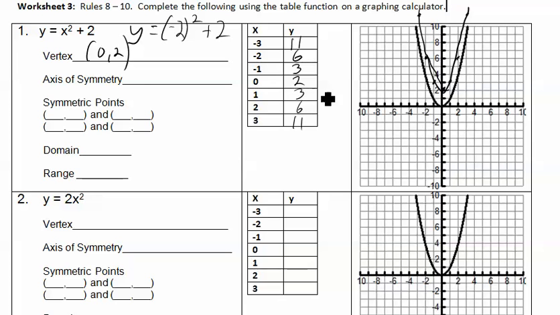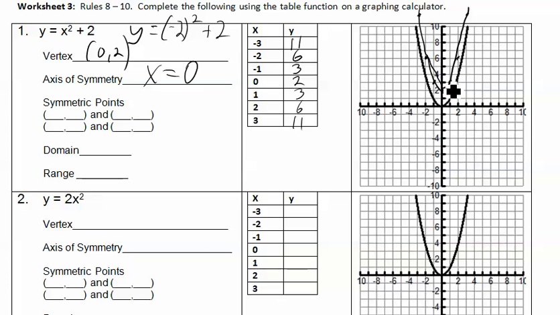You can also see it from the table because it's going down, down, down, and it stops, and then it goes up, up, up. The lowest point, or in some cases the highest point, is going to be your vertex. The axis of symmetry is the line x equals whatever the x value in the vertex is.